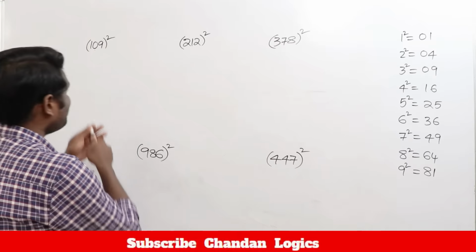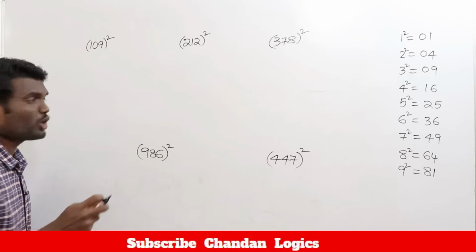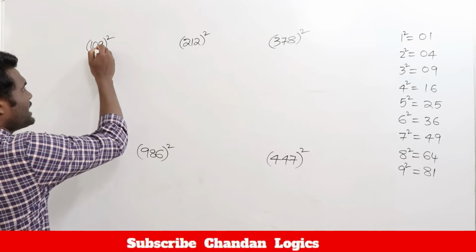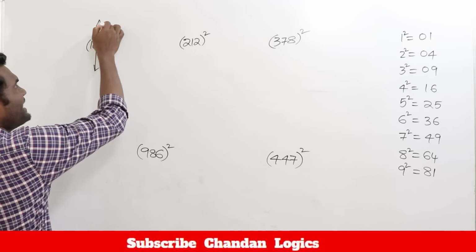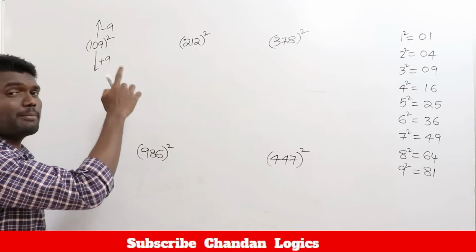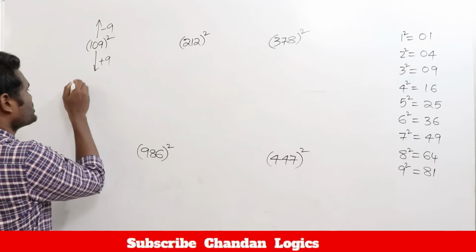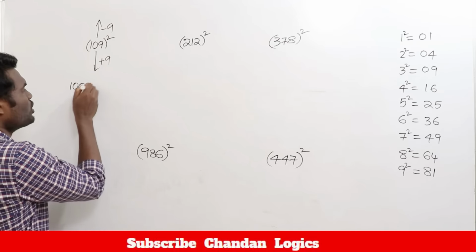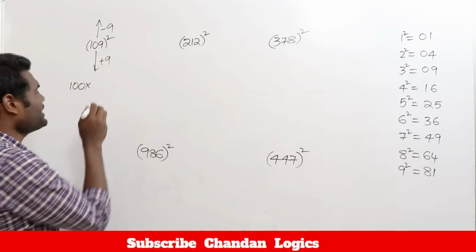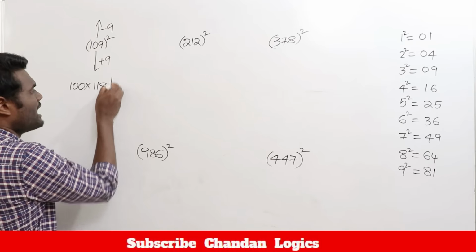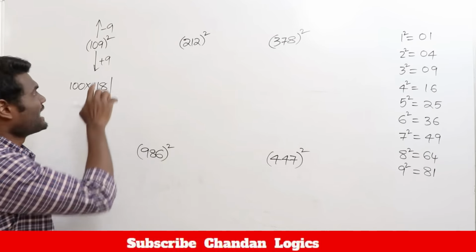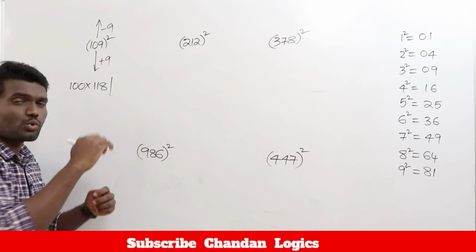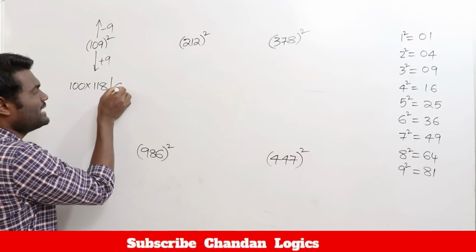Okay, fine. Now it is 109 whole square. 109 whole square, what you'll do is you'll take it as 109 plus 9, 109 minus 9. When it is 109 minus 9, it is going to be 100. So it is going to be 100 into 109 plus 9, which is 118. And next, the square of the number whatever you are taking as plus minus. Now it is plus 9 minus 9, so square of 9. 9 square will be 81.